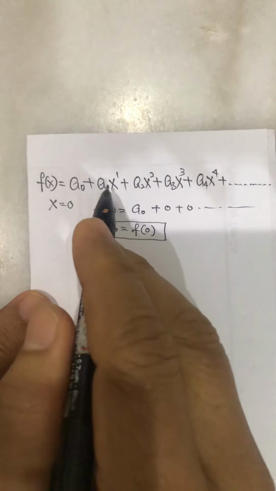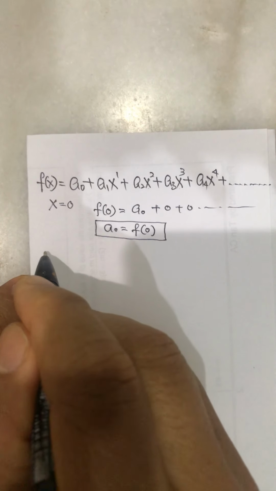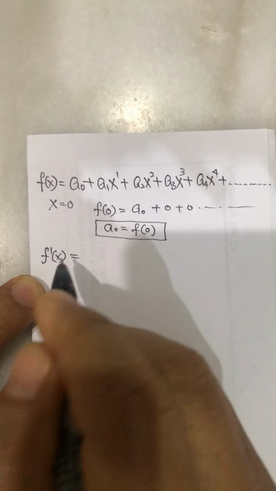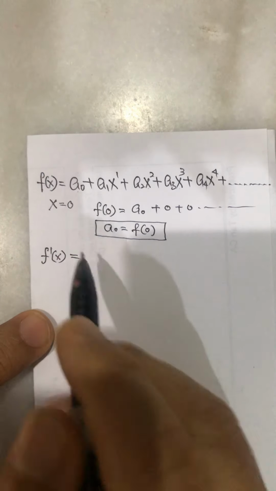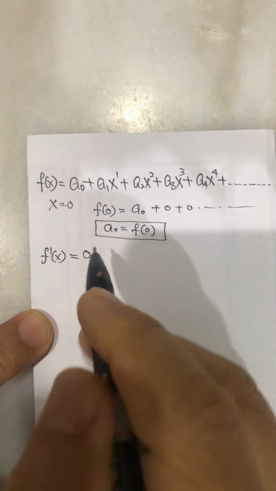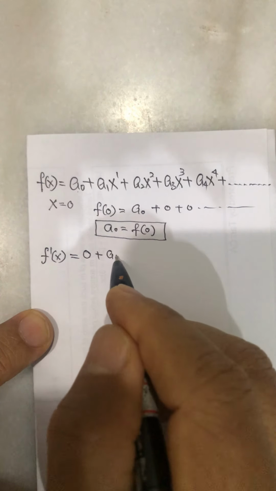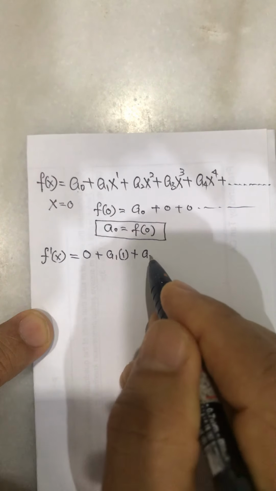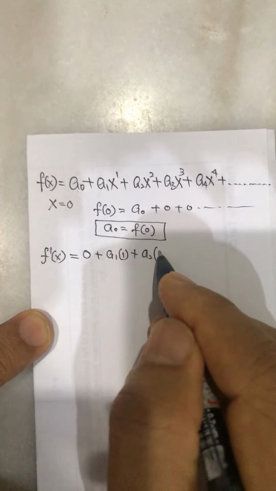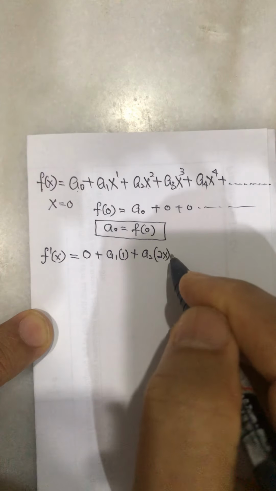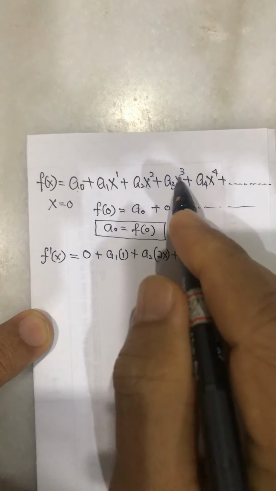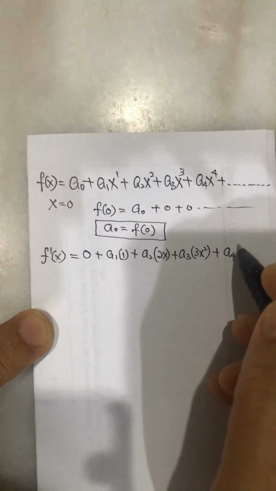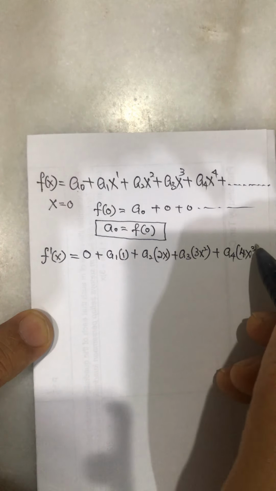Now how to find A1, A2? What we do is differentiate f(x). That is the first derivative. When I differentiate A0, I get 0. When I differentiate this one, I get A1, and then this is 1. Then when I differentiate the next term, I get A2 and the 2 I bring down, giving 2x, then A3 with the 3 brought down, giving 3x squared, and then A4 with 4x cubed, and so on.